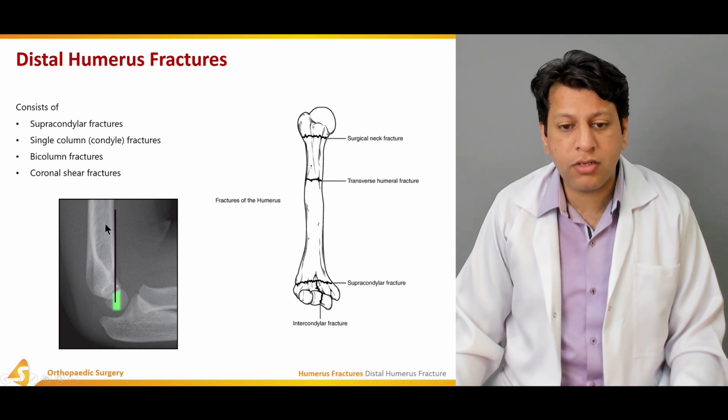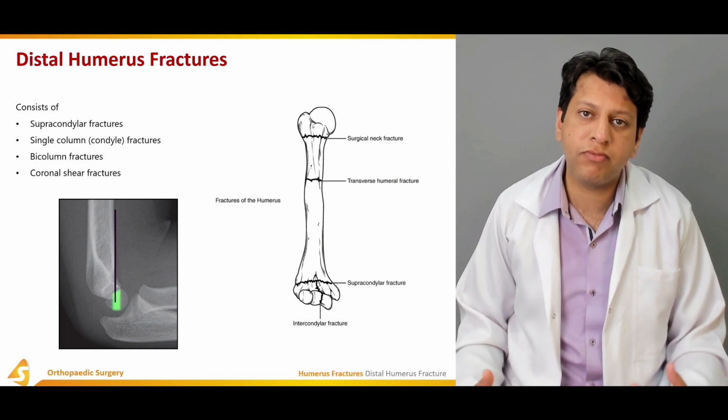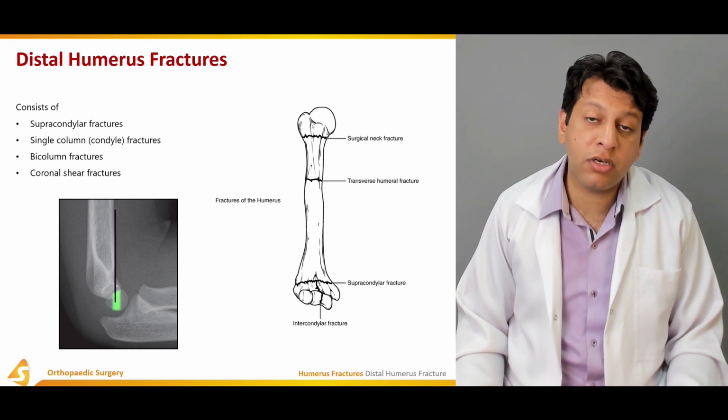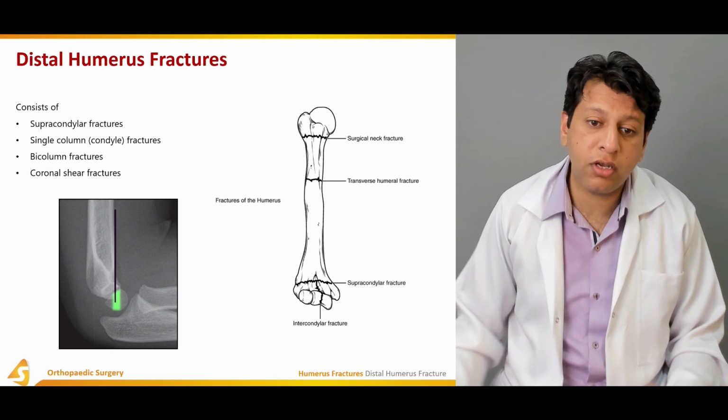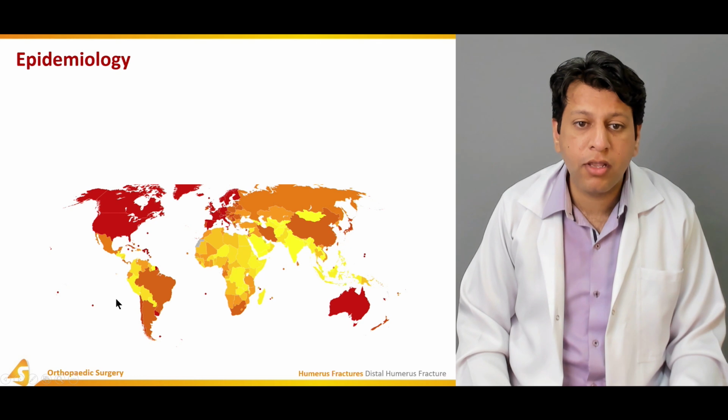If you see on the X-ray, when we are viewing the AP and the lateral view, we have to look at different things: where the fracture line is exiting, where the radiocapitellar line is, where the anterior humeral line is, which can be seen in this diagram, and whether it is going through the capitulum or not.